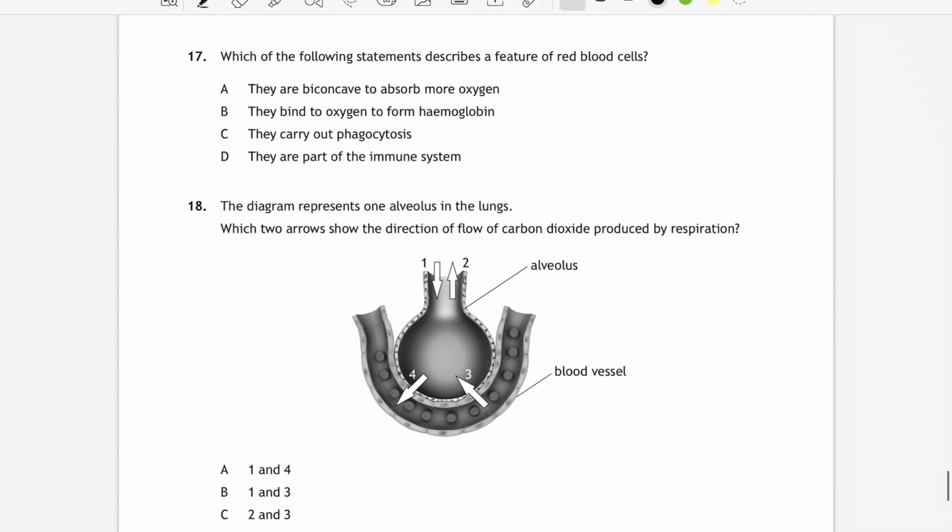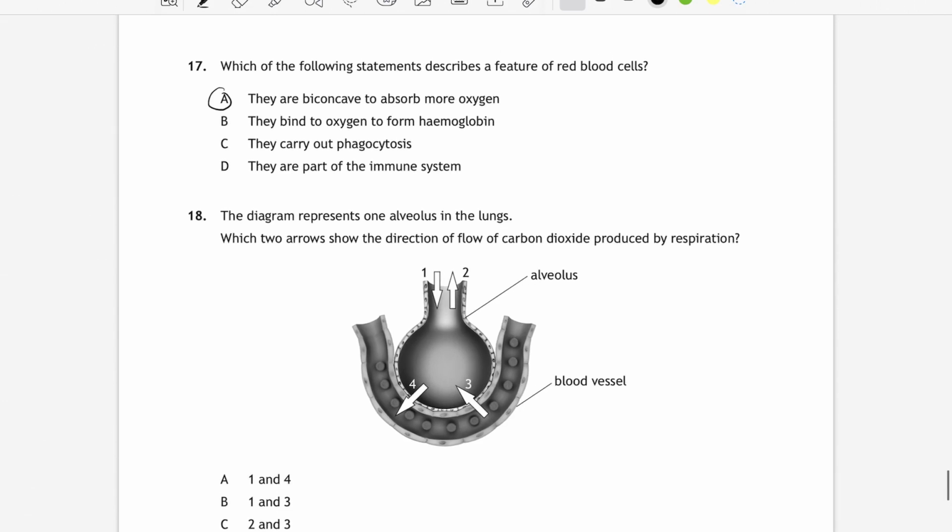Question 17. Which of the following statements describes a feature of red blood cells? Okay, work yourself through the question, pause the video, see how you get on. Okay, now that you've paused the video and seen how you get on, let's have a look. They are biconcave to absorb more oxygen. Ding ding, we have a correct answer. But again, let's just double check.